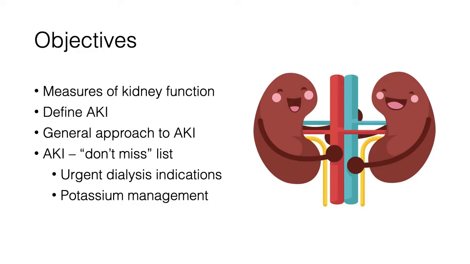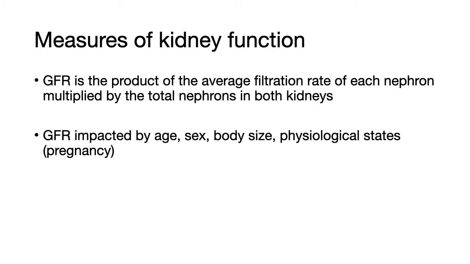The objectives for this video include a brief overview on how we assess kidney function, the definition, general approach, and initial AKI management, and things not to miss when assessing a patient for an acute kidney injury. But in order to really understand an AKI, one has to first understand how we measure kidney function. This starts by looking at the 3 letters most important to a nephrologist, that's GFR.